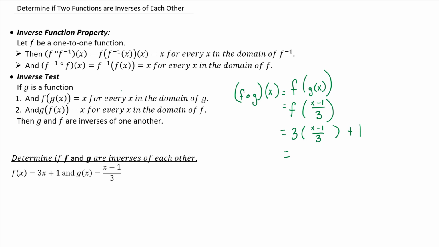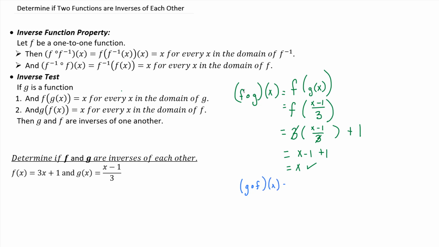If you multiply these values, these 3's will cancel, and you're left with x minus 1 plus 1, which is just x. So we're halfway there into determining that f and g are inverses because we did get back our original x from the domain of g. But now we have to test g composed with f. So I'm just going to do a different color. So g composed with f.